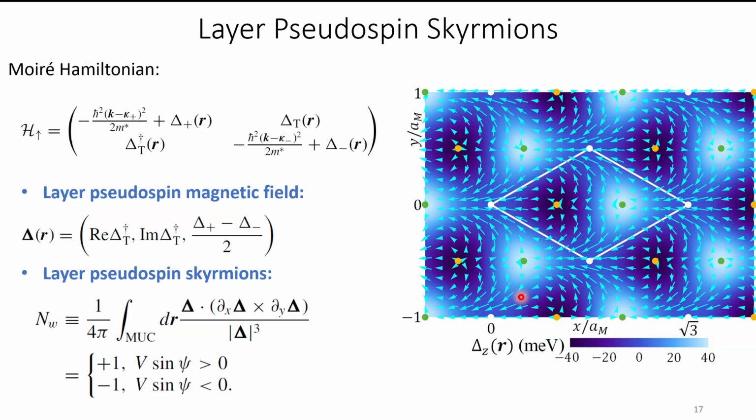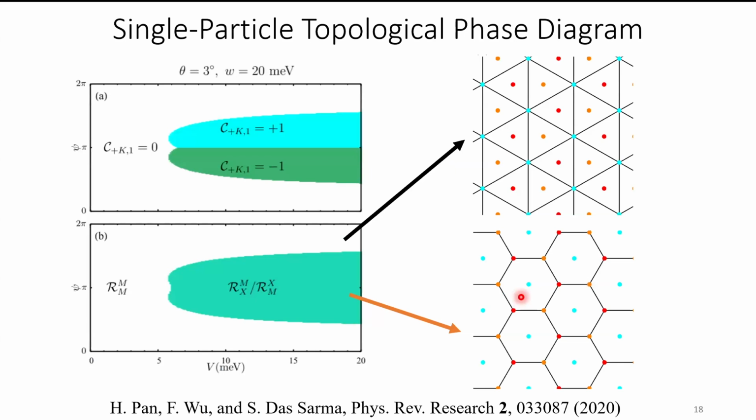And it has a periodicity, the Moiré periodicity. So it's really a skyrmion lattice. And we can characterize the skyrmion by its winding number. It's either +1 or -1, depending on the sign of psi. I will go back to this point later. Because of this real space texture, we can expect topological bands in momentum space, but it turns out this is not always true, as shown in this phase diagram obtained also with Shankar.